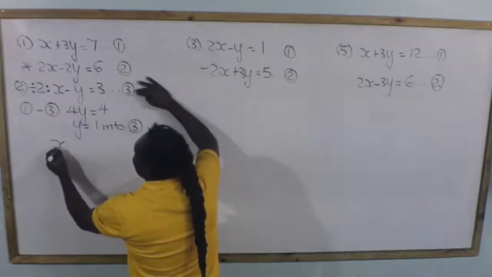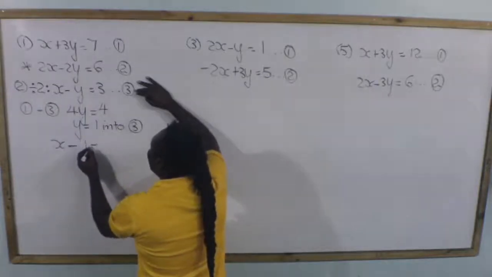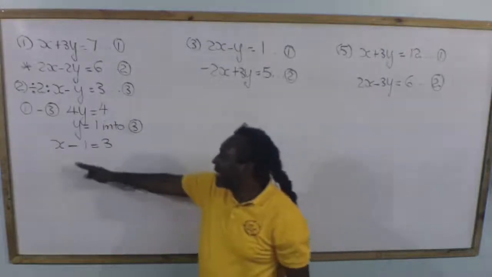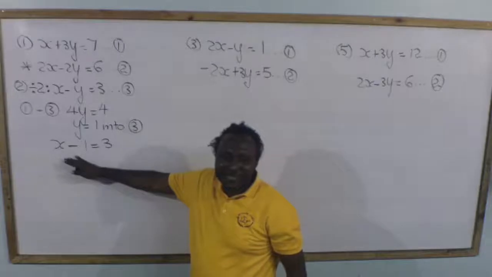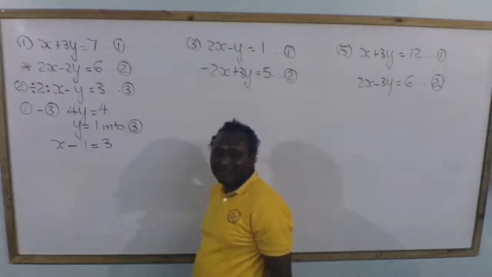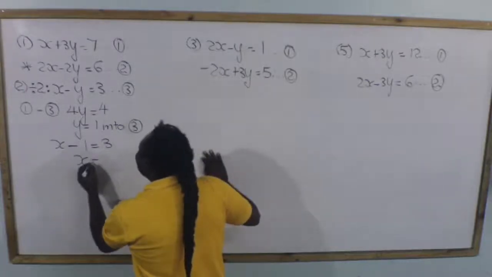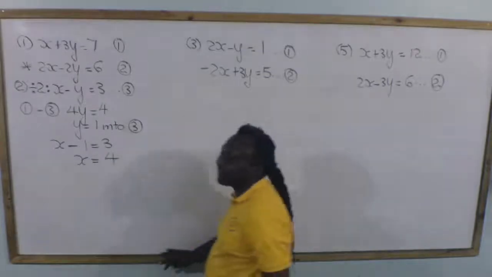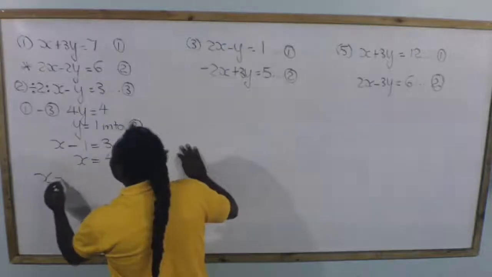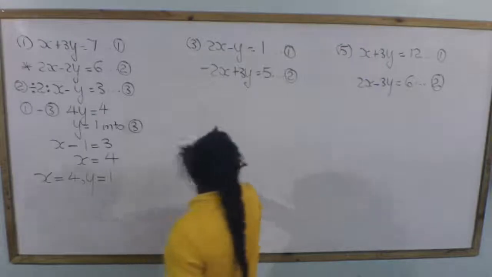So we have what? x minus y, which is y of course is equal to 1, is equal to 3. And we can see very clearly, immediately, what x is equal to. And what is x equal to? x is equal to 3 plus 1. Which is, I don't know what 3 plus 1 is. Okay, x is equal to 4. Right, x is equal to 4. So we declare that x is equal to 4 and y is equal to 1.